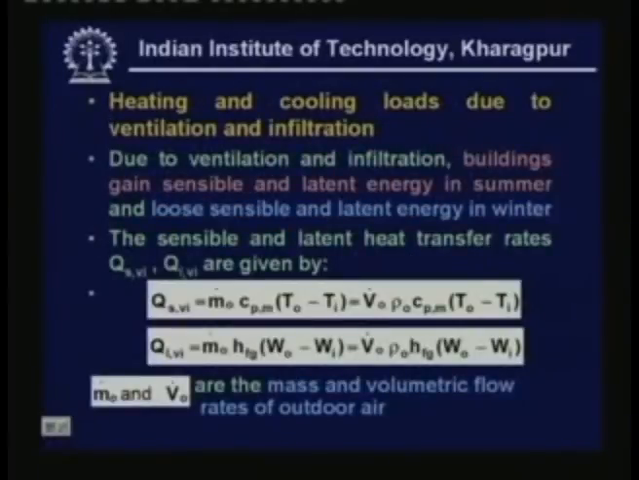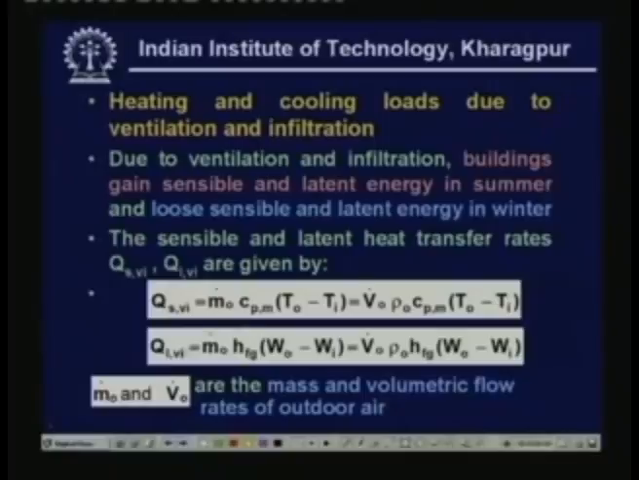Now let us look at heating and cooling loads due to ventilation and infiltration. Due to ventilation and infiltration, buildings gain sensible and latent energy in summer and lose sensible and latent energy in winter. You have to note here that the energy transfer is both in the form of sensible as well as latent modes. The energy is gained in summer and lost in winter. The sensible and latent heat transfer rates are given by Q sensible equals m dot Cp into delta T, which we can write in terms of volumetric flow rate, that is V naught into density into Cp, and the latent heat transfer rate is this.